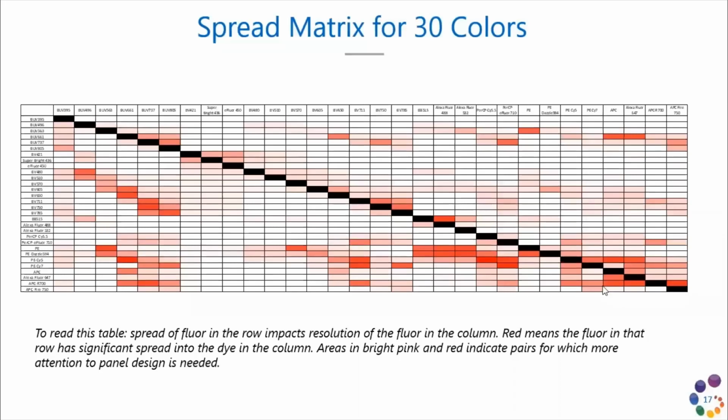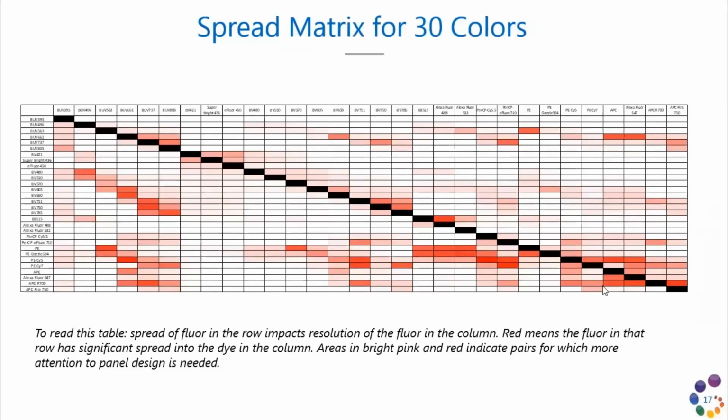The way to read this is you look at a fluorochrome in the row, and this fluorochrome will impact the dye in the column. If there's a deep pink or dark red color for that dye pair, this means the dye in that row will have a lot of spread into the dye in the column. If there is a white or light pink color for the dye pair, this means the dye in the row will have little spread into the dye in the column, which makes these dyes very easy to include in your multicolor panel without sacrificing resolution.